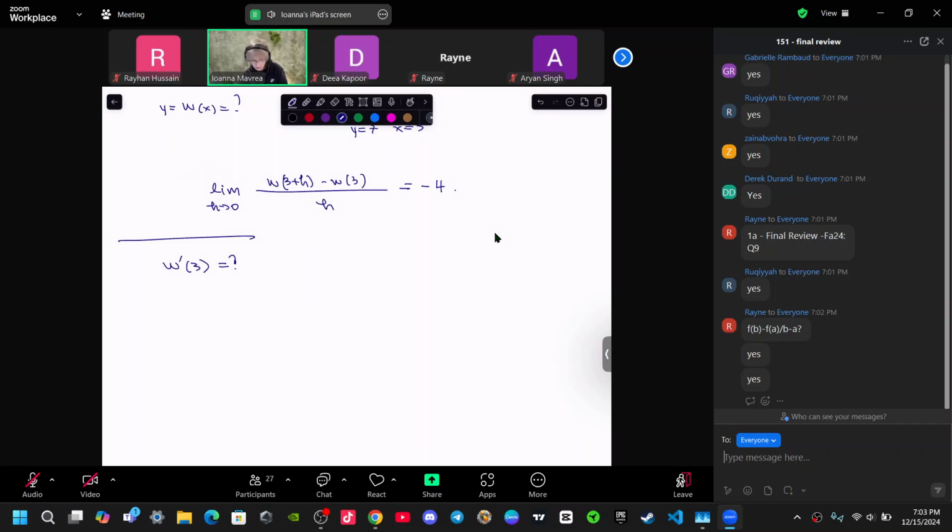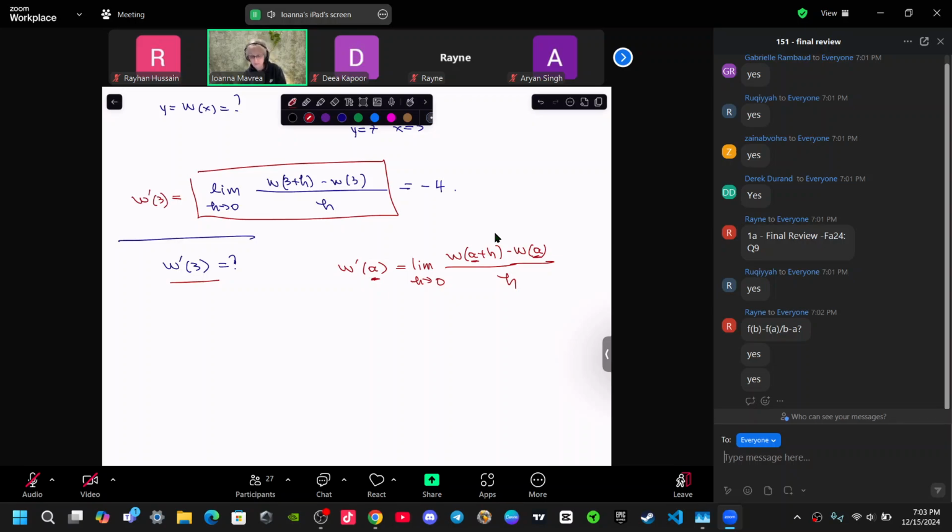Well, the definition of this is, for any x, the derivative is equal to the limit as h goes to 0 of W of a plus h minus W of a over h. So if this is 3, that should be 3. And they give it to you. Here it is. This thing is the derivative. And it's negative 4. Okay, that's the definition of the derivative. So this is equal to negative 4. That's given. Okay. And then they say to you, here's another function.